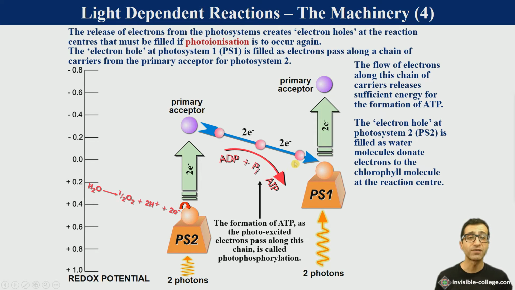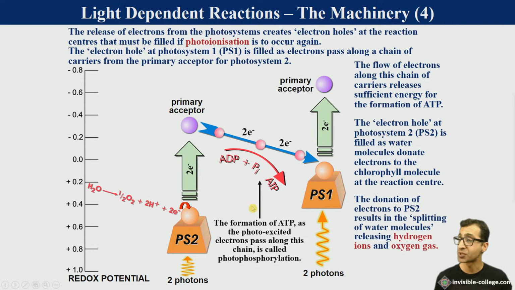Now the donation of the electrons to photosystem 2 is what results in the splitting of the water molecule, and this releases again hydrogen ions and oxygen gas, and this is the origin of the oxygen gas released during photosynthesis. So ultimately we can think of oxygen gas as a waste product of photosynthesis.